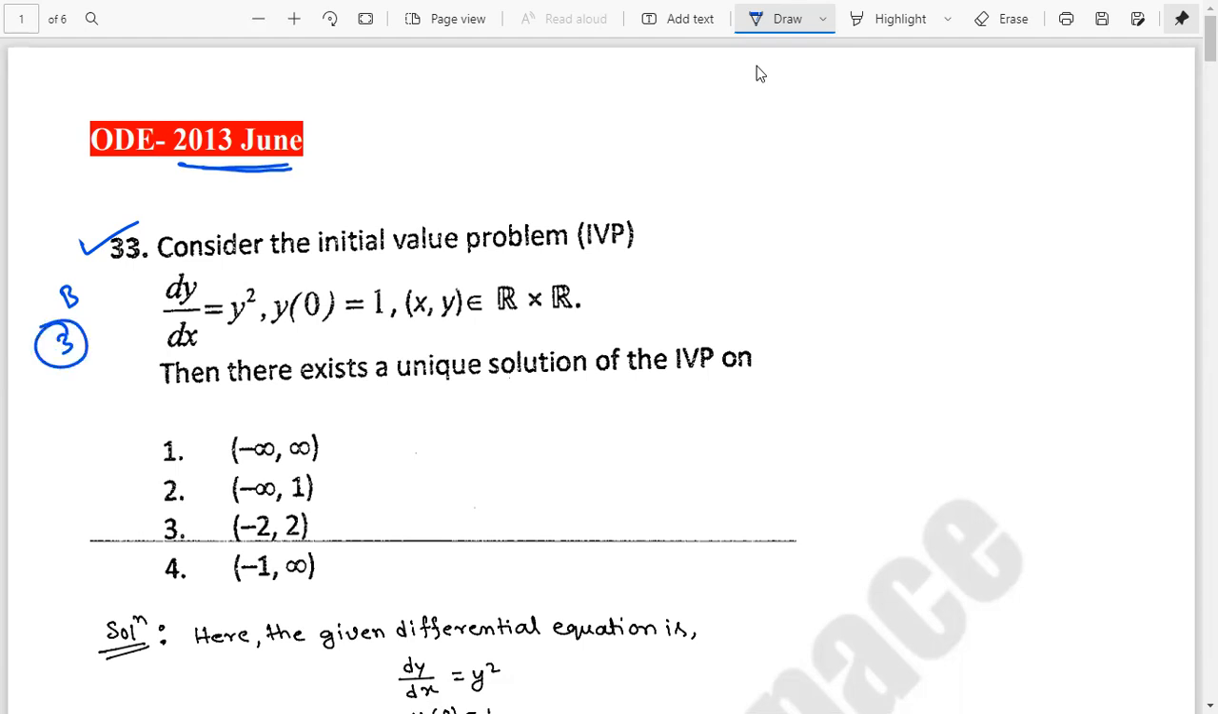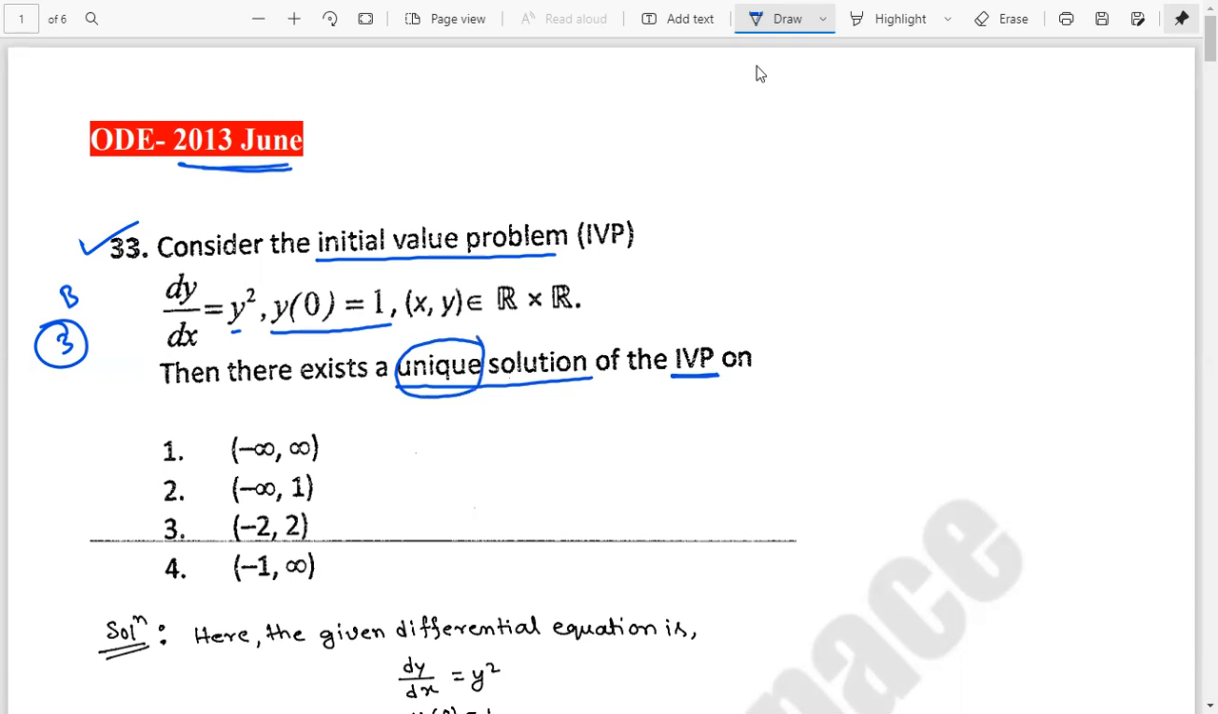So let's read the problem. Question number 33. Consider the initial value problem dy/dx = y², with the initial condition y(0) = 1. Then there exists a unique solution of this initial value problem in which interval? Here 4 intervals are given. We have to choose the correct interval where the unique solution will exist.